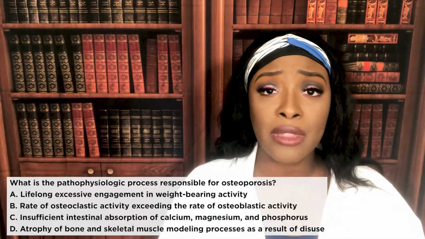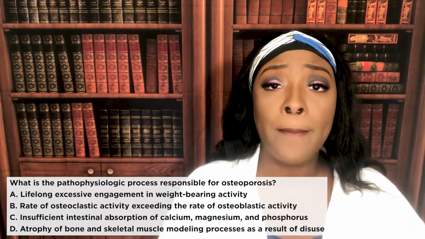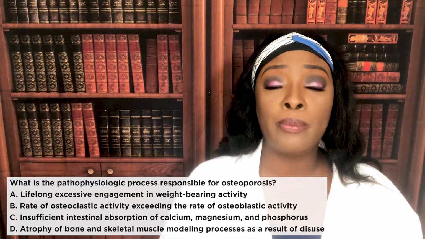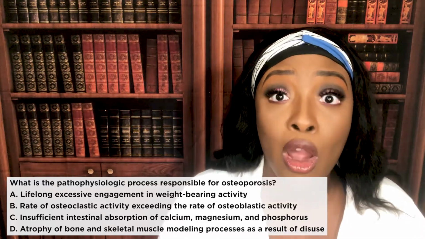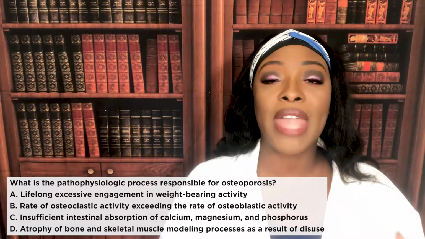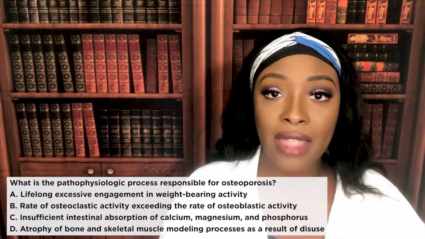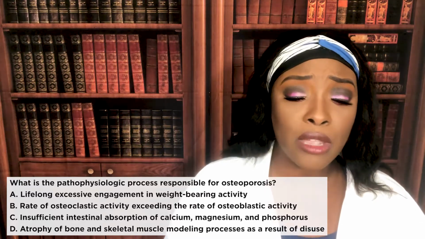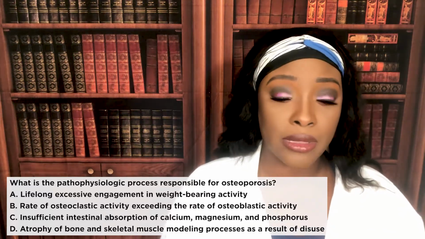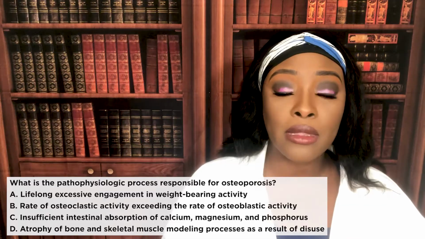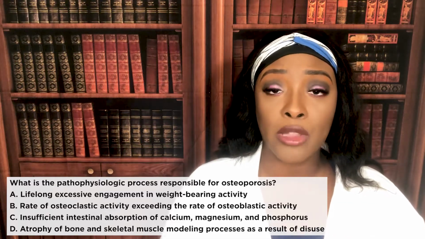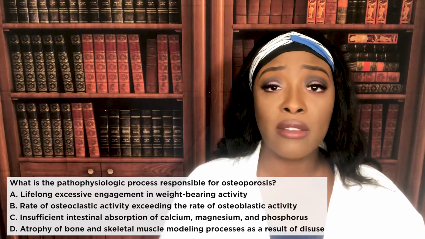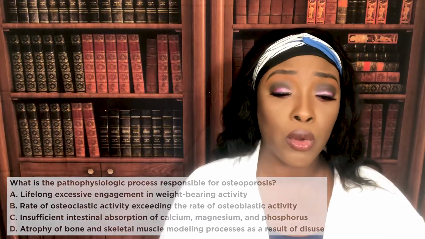Then you have C, inefficient intestinal absorption of magnesium, phosphorus, or calcium, and that's wrong as well, because the problem with osteoporosis, those bones become porous. Why? Because of the osteoclastic activity, the breakdown of the bone. And then you have choice D, which is atrophy of the bone and skeletal muscle modeling, and that's wrong. What's happening in osteoporosis is the breakdown of the bone, not the muscle. So the correct answer is B.